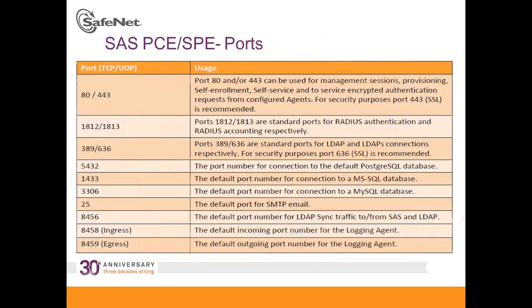We'll take a look at the ports. So all of our management sessions are either port 80 or 443. Again, in the cloud, it's all 443. When you go on-prem, again, if you want to use 80, you can. If you have a certificate, you can use 443. We use UDP 1812, 1813 for accounting, respectively, for radius.